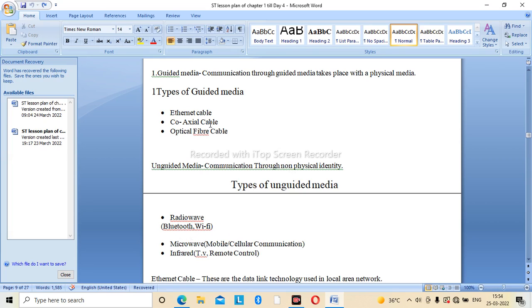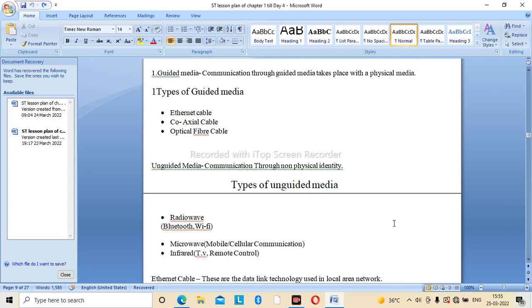Guided media means which are wires. When we talk about wires, then those things will come under guided media. And when we talk about Bluetooth, Wi-Fi, radio wave, then that will come under unguided media. So inside unguided media we have radio wave, for example Bluetooth and Wi-Fi. Wi-Fi stands for wireless fidelity. And then microwave. Microwave is a wave which is used for mobile, cellular communication. And then infrared, TV and remote control. Whenever we operate our remote control and switch on the TV, we connect our remote control with the TV through a signal, and that signal is called infrared.